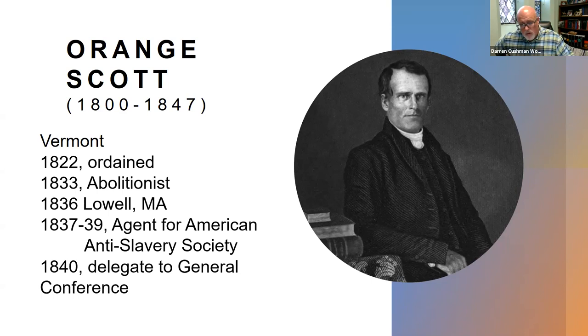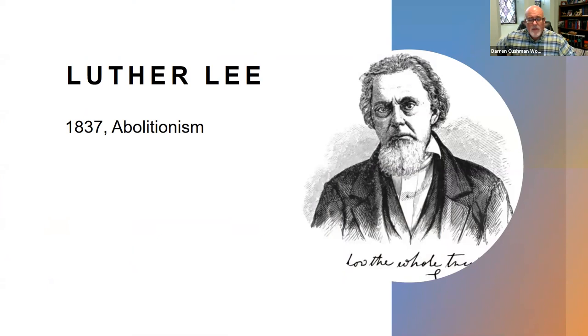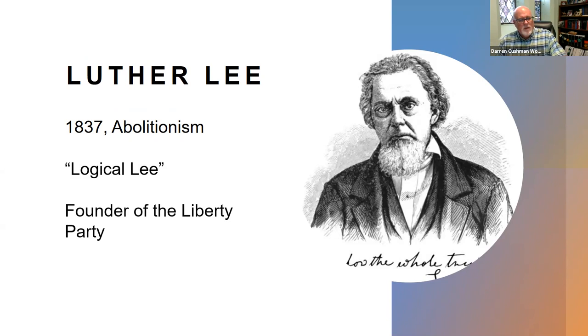They were quickly followed by another influential person, Luther Lee, a Methodist preacher. He comes to abolitionism late in 37, but in the new denomination, he will shape their theology and their church structure. They called him Logical Lee. Later in life, he will actually help found the Liberty Party, a short-lived third political party in the United States.